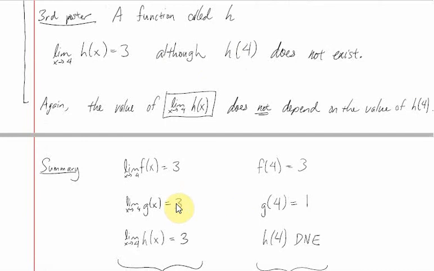And to summarize, we have this information. So these were the limits, right? In each case, the limit was 3.